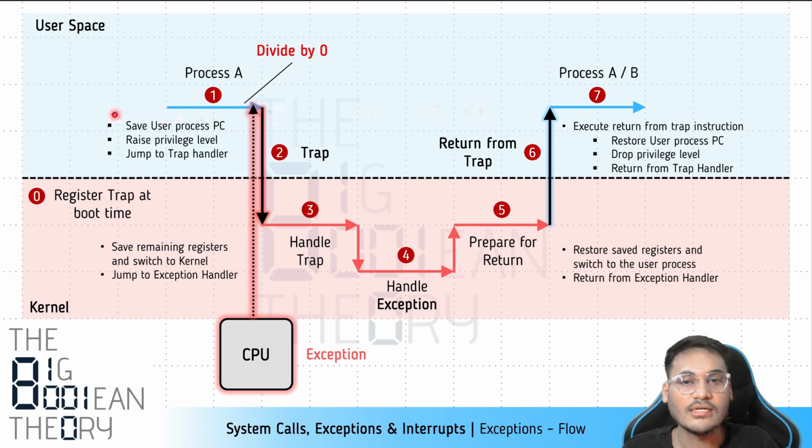So guys, this was it for this video. Here we discussed the overall flow of exceptions in a very detailed way, right? How we enter into the kernel, how it is handled, how we return from the kernel, right? We now have a detailed flow of the exceptions. We are done with exceptions, and in the next video we'll start talking about interrupts.